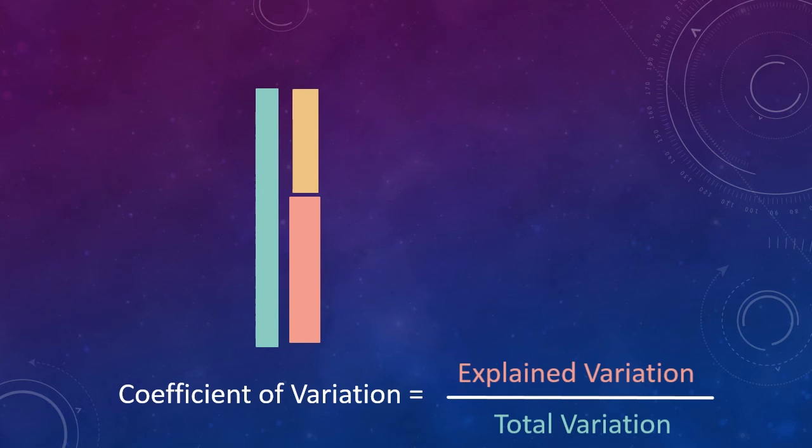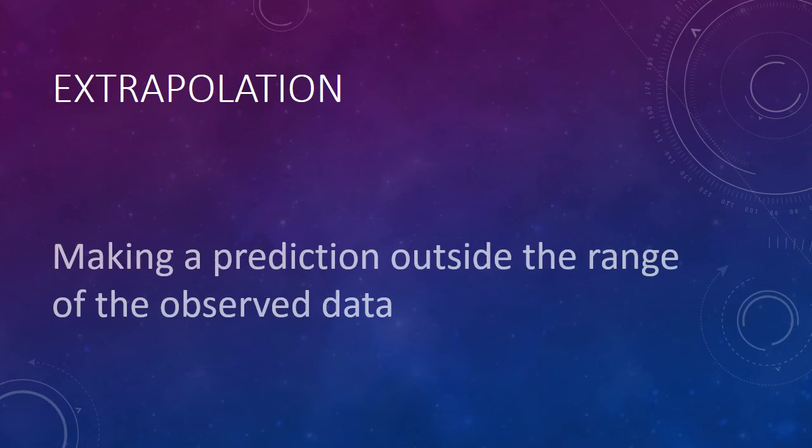Now, there are some things we need to be careful of when we're analyzing associations. First, when we create a linear prediction using regression, it's based on certain observed values for the explanatory variable. These predictions may not be valid for values of the explanatory variable that are outside the range used in the regression analysis. This is called extrapolation, that is, making a prediction outside the range of the observed data.